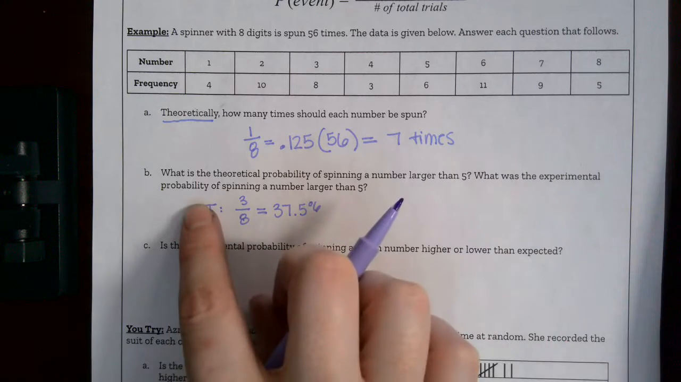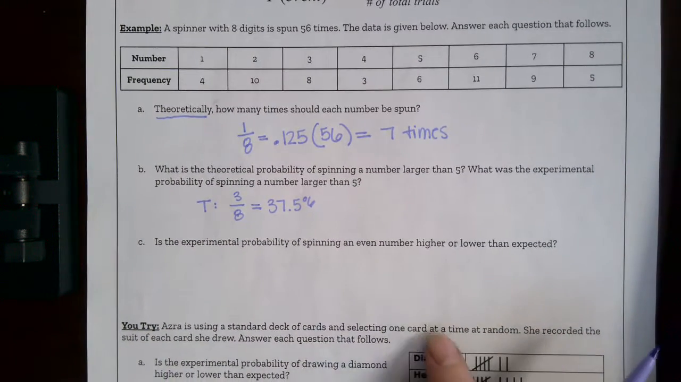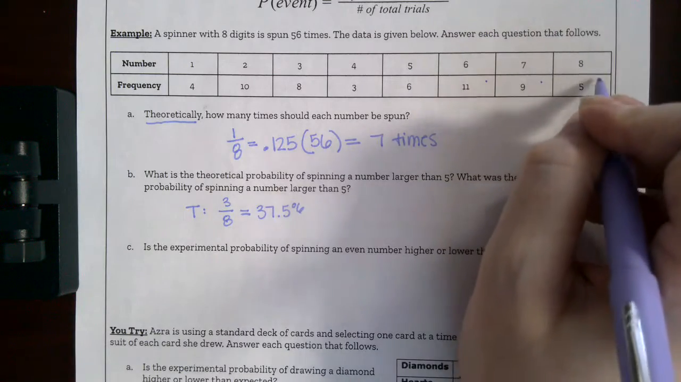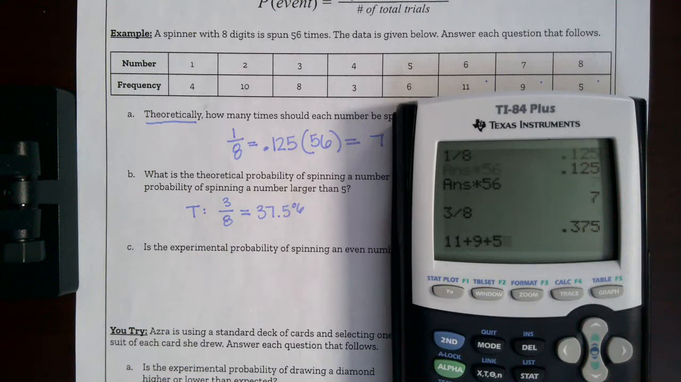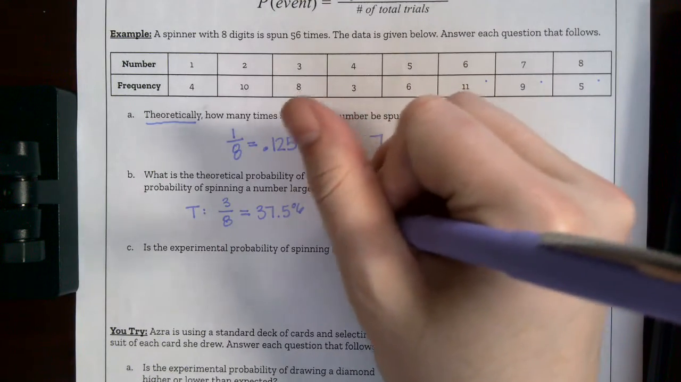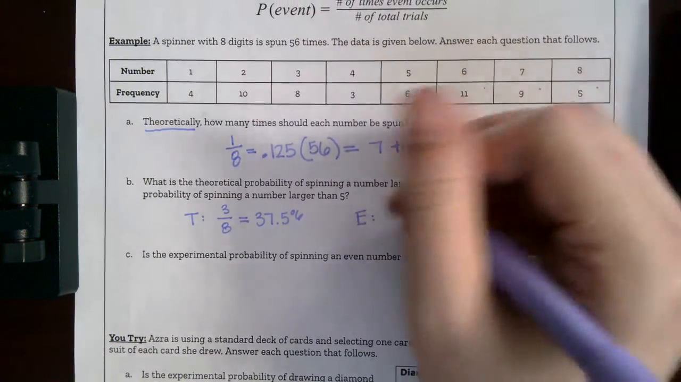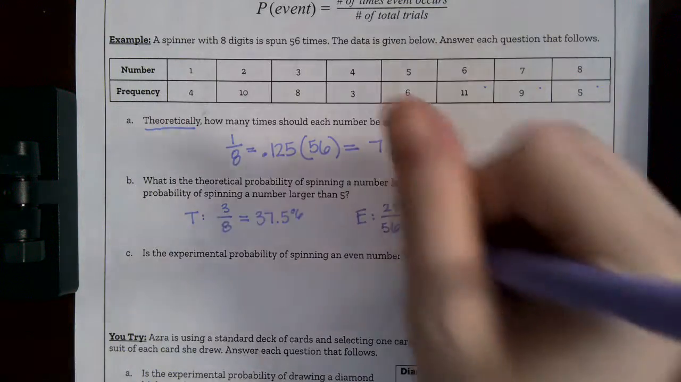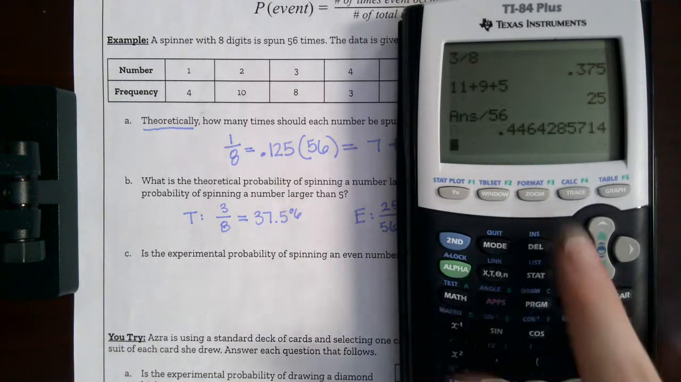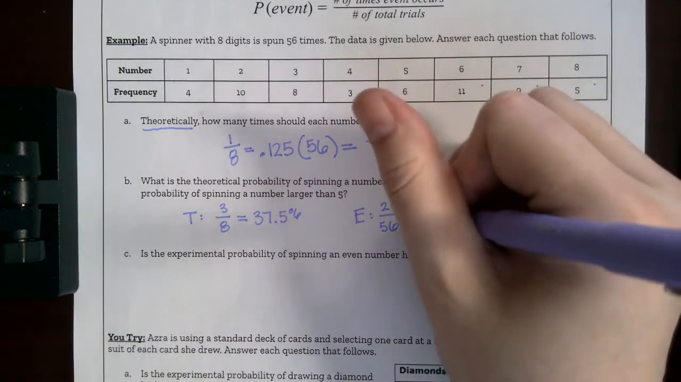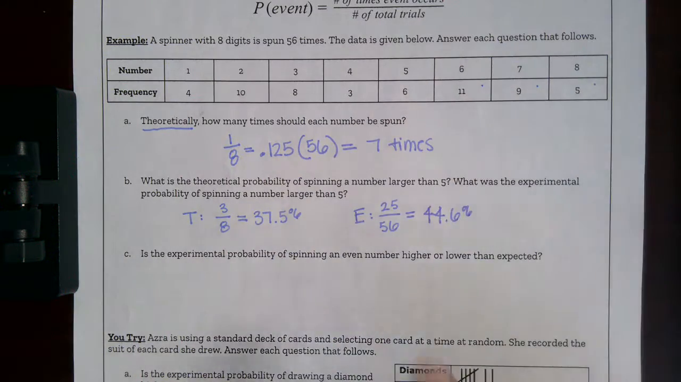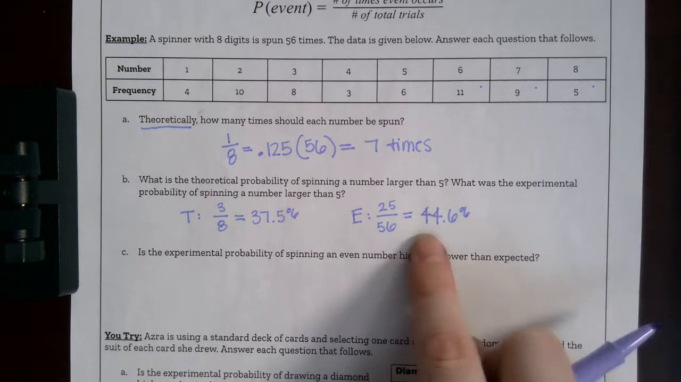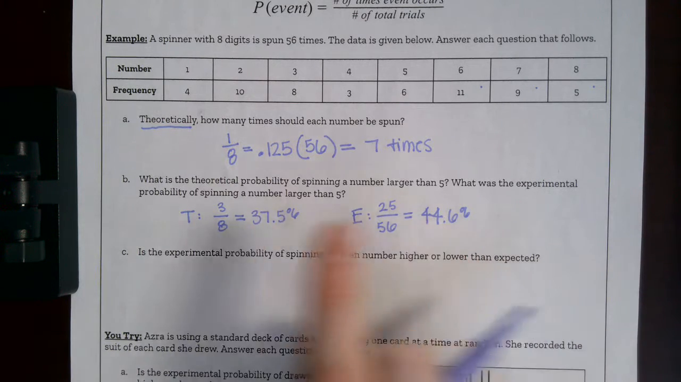Then it says, what was the experimental probability of spinning a number larger than 5? And so this one, I do want to take into account my actual data. So a number larger than 5 is 6, 7, and 8. So I'm going to add up these 3 numbers. That's how many times it actually happened. So that's 25. So for my experimental, my number of times the event occurred is 25. My total number of trials is 56. That's how many times I spun in general. And let's figure out that percentage. So 44.6. So our theoretical is here. This is in theory how much. Our experimental is here. So it looks like experimentally I had more of the numbers larger than 5 than I really should have based on the theory.